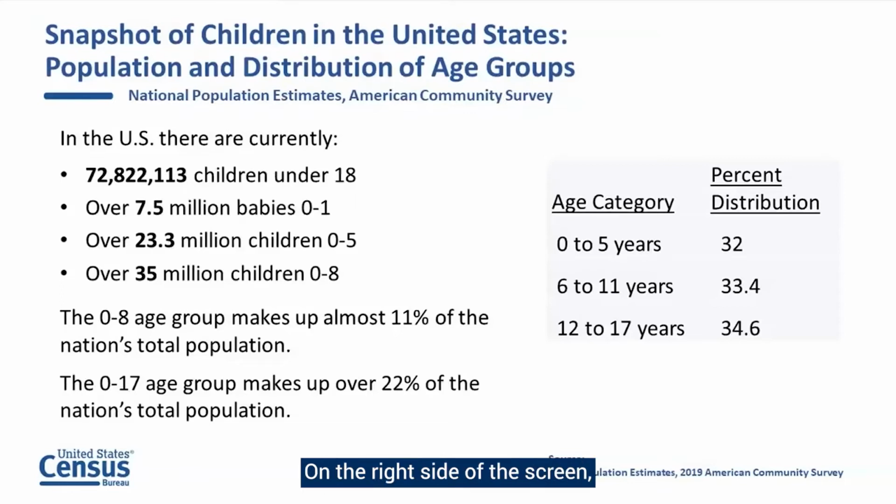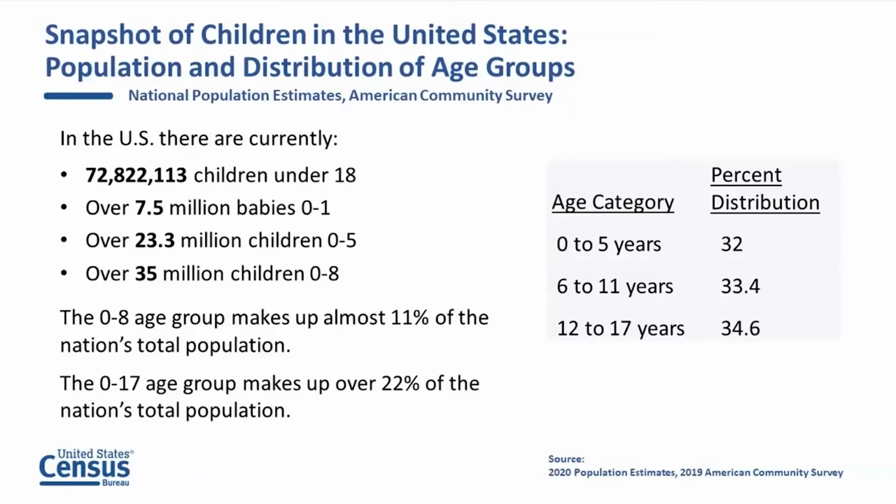On the right side of the screen, you'll see the percent distribution by age categories, how the population under 18 is distributed by 3 age groups. And you'll see that the groups are fairly evenly distributed, with the 0 to 5 group making up 32% of the population under 18, 6 to 11 making up 33.4%, and finally 12 to 17 making up 34.6% of the population under 18.